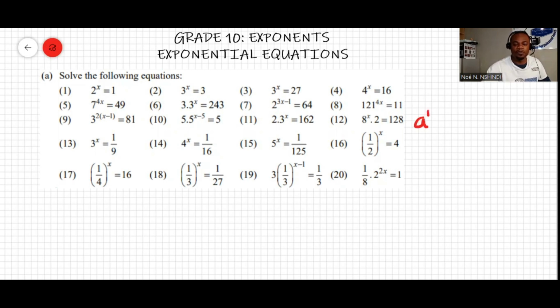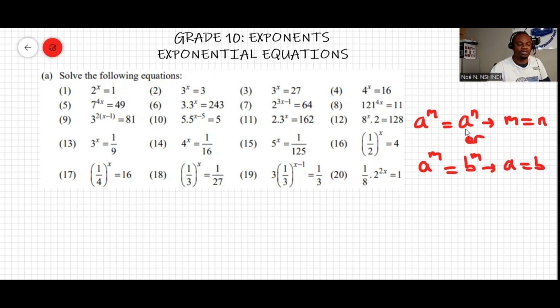Note that a to the power of m equal to a to the power of n. This is an equation because you have an equal sign between the terms like this. This implies that m equal n. Or similarly, if you have a to the m equal to b to the m, this implies that a equal b. Okay, so now let's start with question 1.